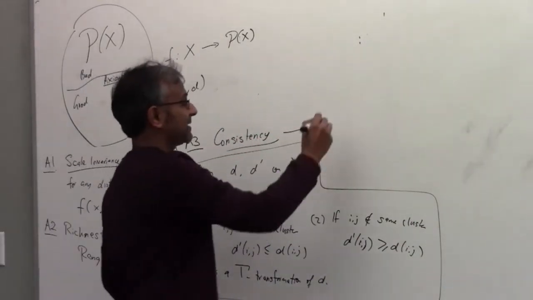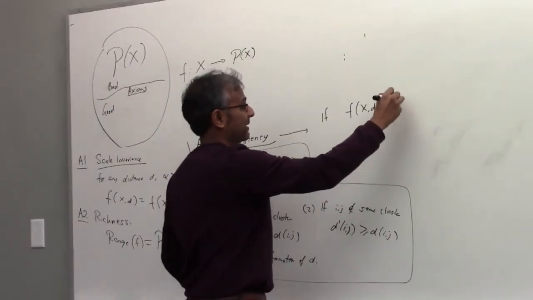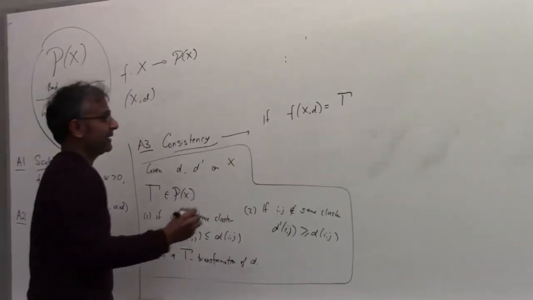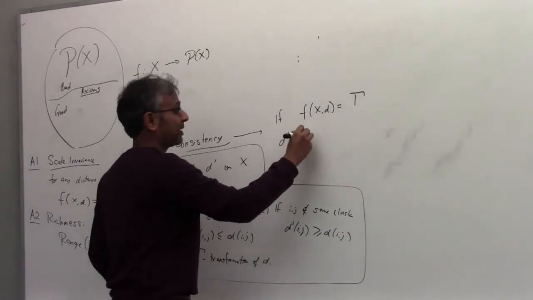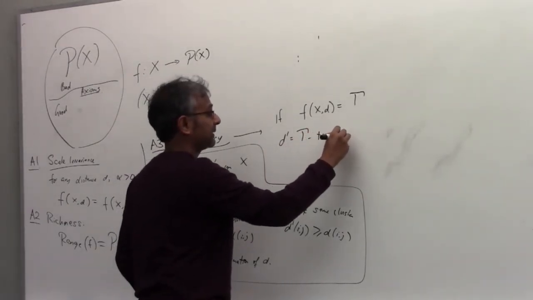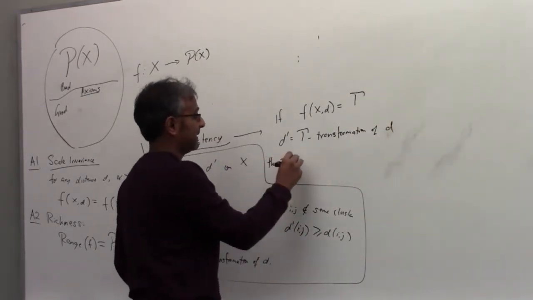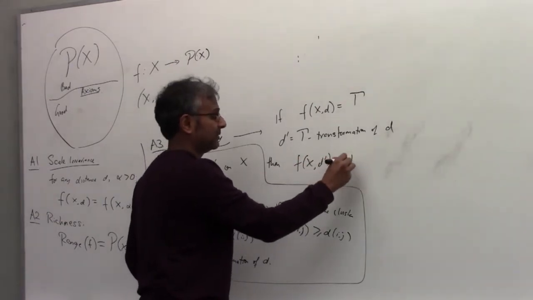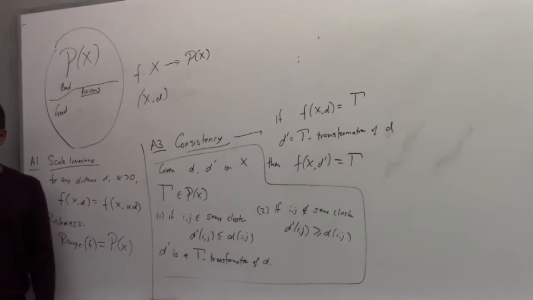The consistency axiom says, if f of x comma d is equal to some partition gamma, and d prime is a transformation of d, then f of x comma d prime is also gamma. What this axiom is saying is that if you take a clustering, take points that are in a cluster and shrink them closer to each other, and take points that are in different clusters and make them further apart, your partition should not change.